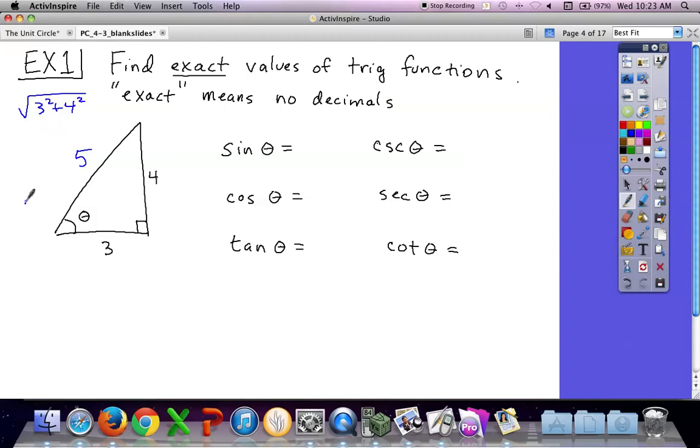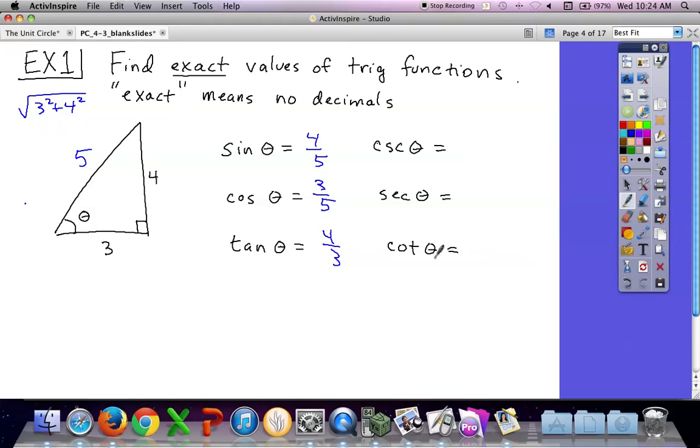Okay, now use your definitions for all the functions. The sine would be opposite over hypotenuse. What is the sine? 4 over 5. Right? Opposite the theta is 4. So it's 4 divided by 5. All right, how about the cosine? 3 over 5. The adjacent is the side that's next to the theta, but it's not the hypotenuse, so it's 3 over 5. And how about the tangent? Opposite over adjacent, 4 over 3.